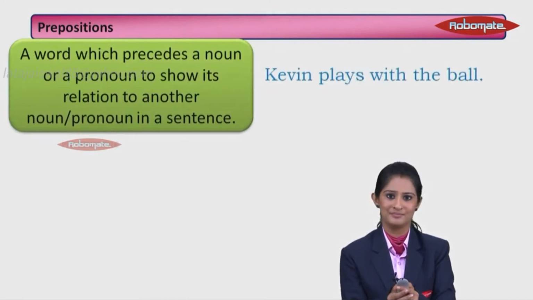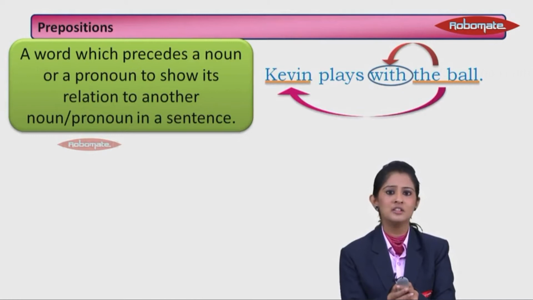Let's take a look. Kevin plays with the ball. Now let's take a look at the preposition with. This word with precedes a noun, and the noun is the ball. It shows its relation to another noun in a sentence, that is Kevin. Thus, the word with is a preposition.